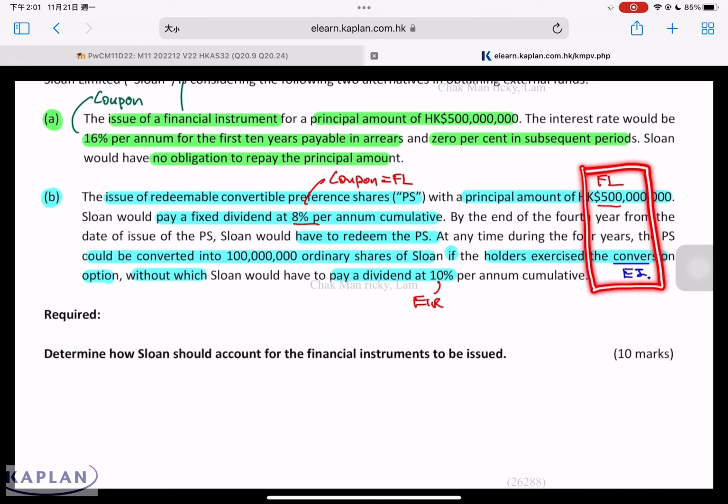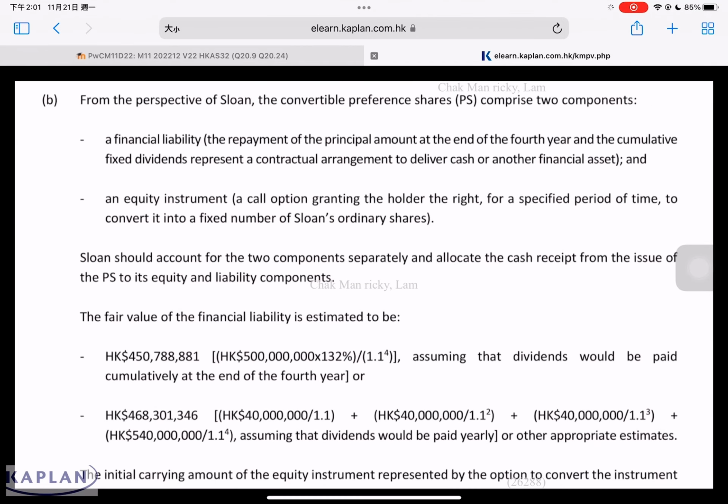This is a compound financial instrument. It's a mixture of liability and equity, so we must account for them separately. Must always calculate the liability first, and the balance is your equity. Can we look at the suggested answer now? From the perspective of the entity, this entity is an issuer.